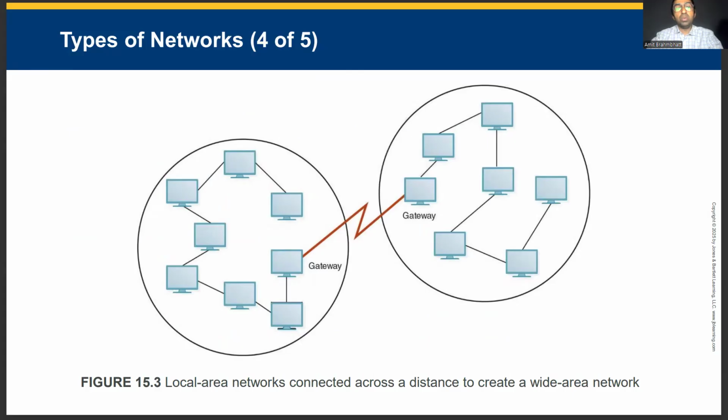Here we see how multiple LANs connect via communication links to form a WAN. This layered design allows organizations to scale from small building networks to global operations while preserving local autonomy.